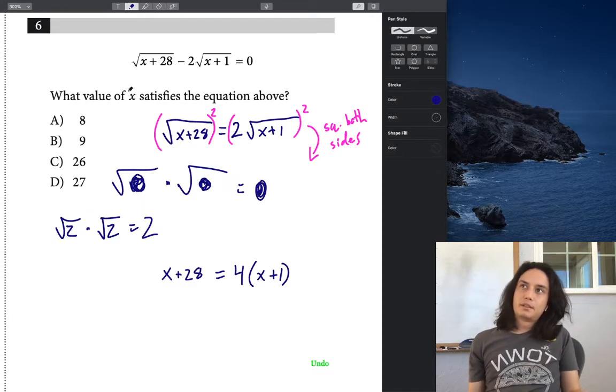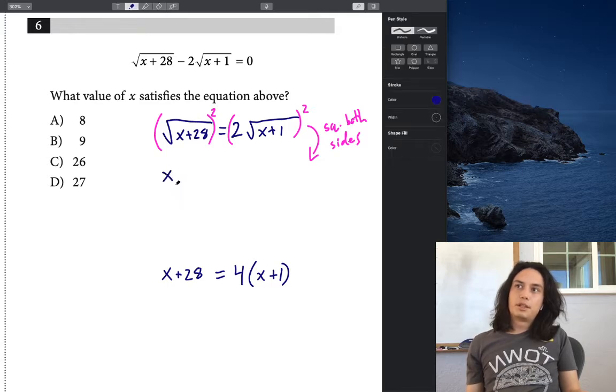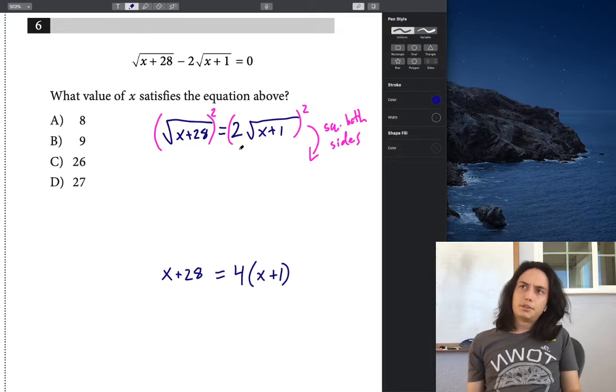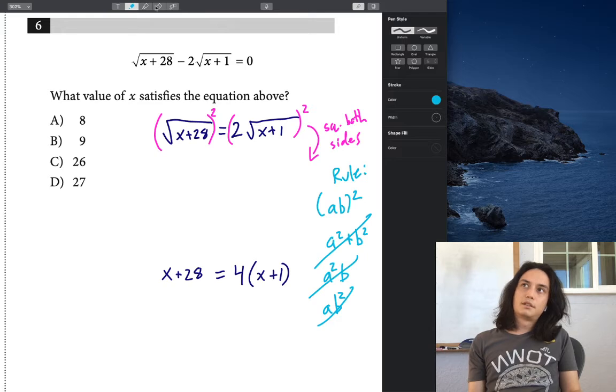All right, so this is our clever way of getting rid of this annoying radical sign: we need to square both sides to get rid of it. And when we do, we just end up with x plus 28 on this side. I guess there's not much to show there. But with this one, the rule that I should write is this. A times b squared is not a squared plus b squared. It's not a squared b. It's not ab squared. It's none of those things.